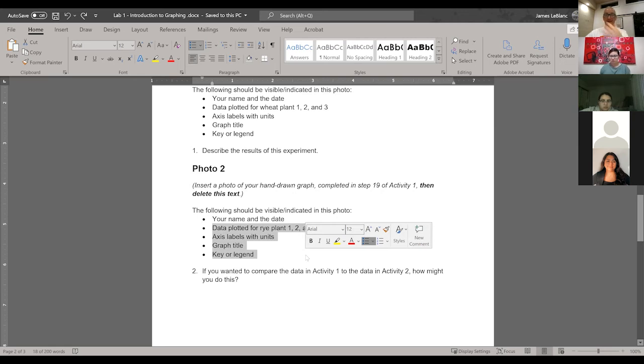If you wanted to compare the wheat data to the rye data, how would you do that? Just give me an indication of how you would do it. What sort of plot would you do? Would you do a plot? Would you just look at the averages with some justification?